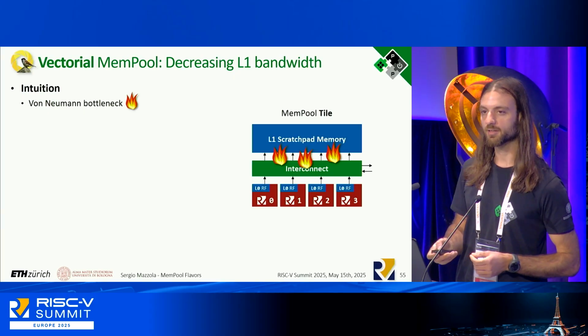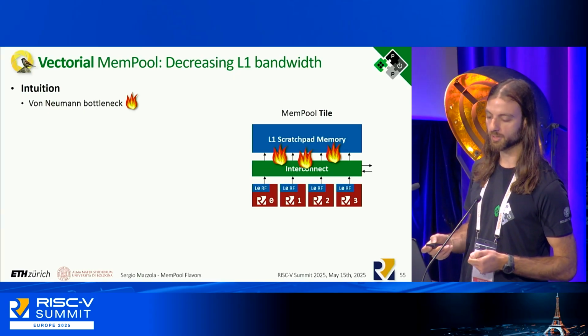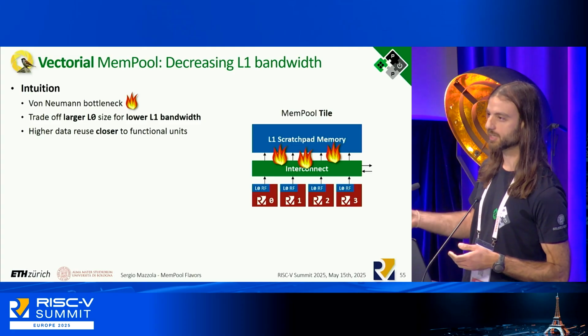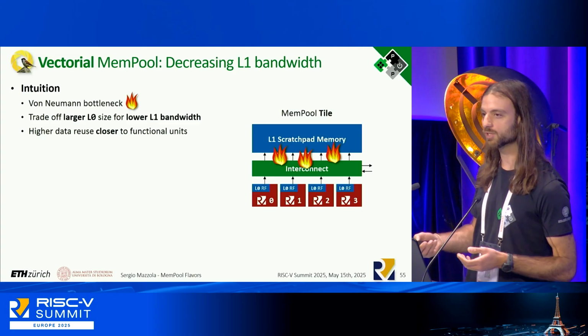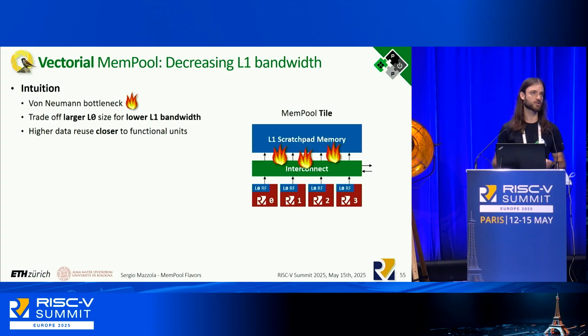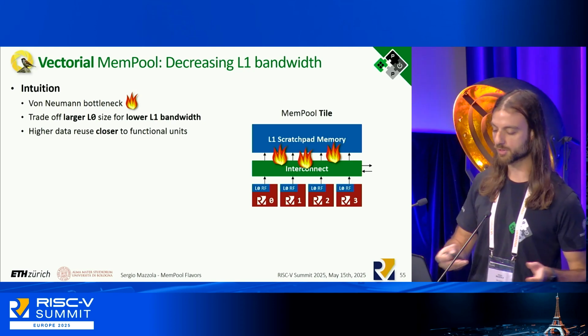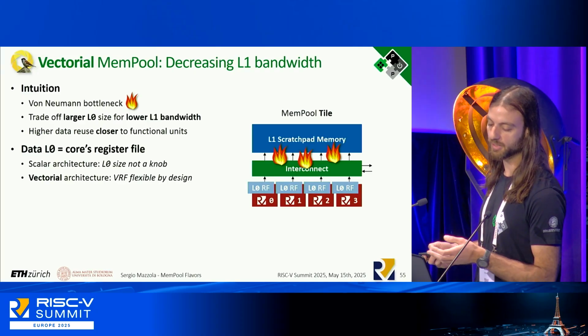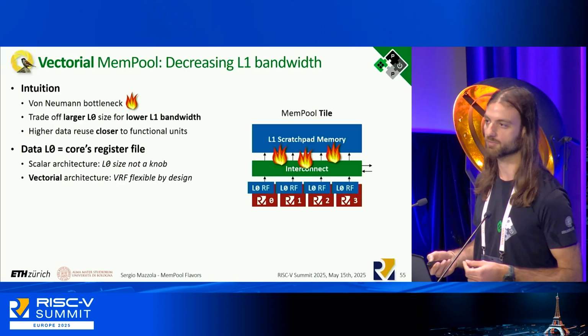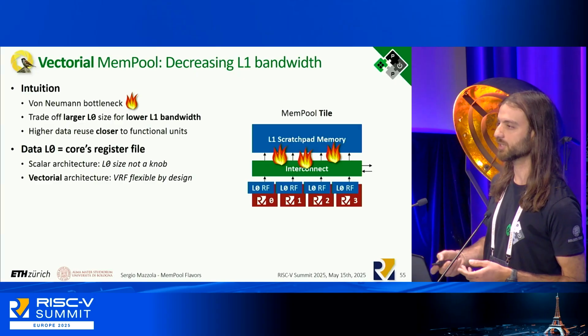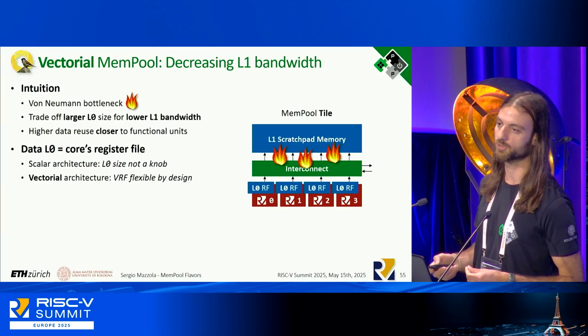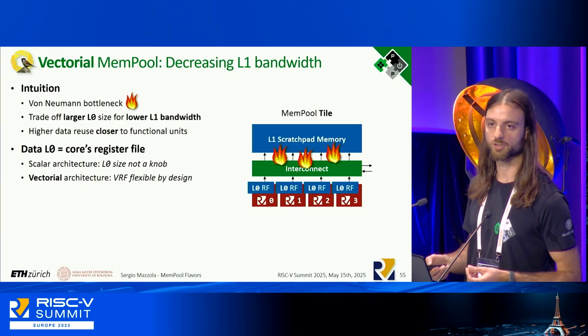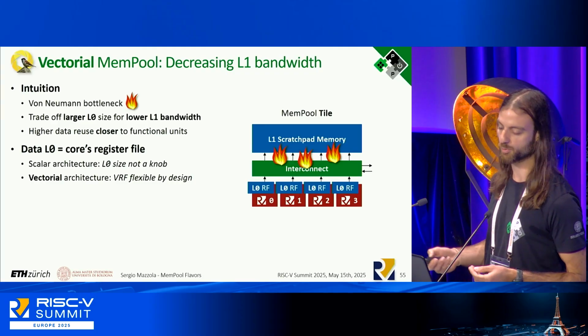The idea here is that we want to fight the von Neumann bottleneck by trading off a larger L0 size to loosen the requirement for the bandwidth towards L1. Having a larger L0 allows us to have higher data reuse closer to the functional units in the cores. But if you think about it, the data L0 is nothing else than the core's register file. In a scalar architecture, the register file is not a knob that you can tune, but in the vectorial architecture, the register file is flexible by design.